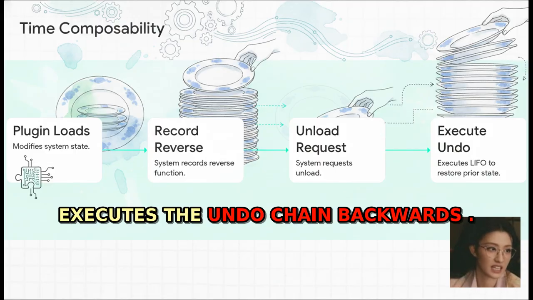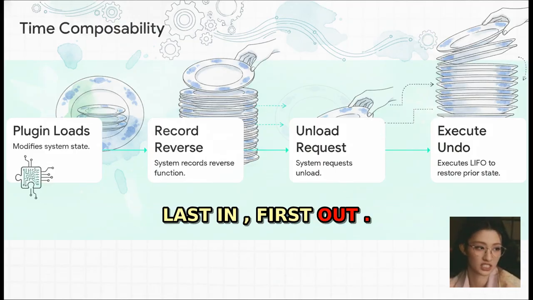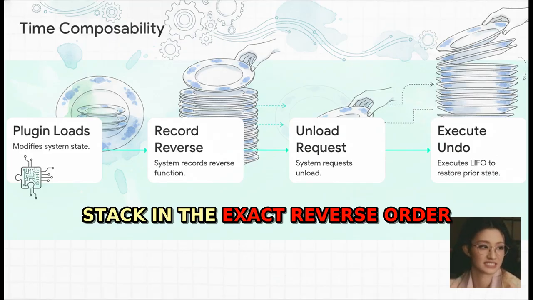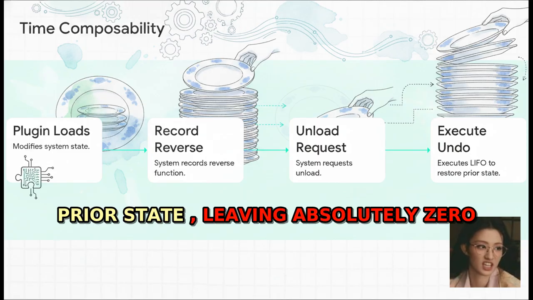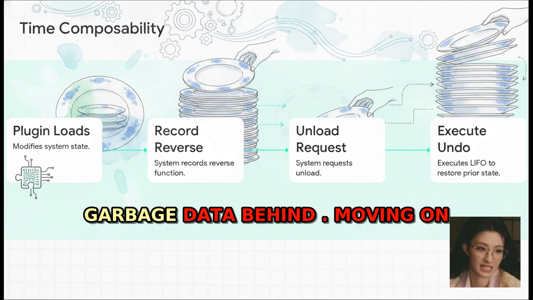The system executes the undo chain backwards. Last in, first out. It pulls the plates off the stack in the exact reverse order. Because of this, the system perfectly restores itself to the prior state, leaving absolutely zero garbage data behind.